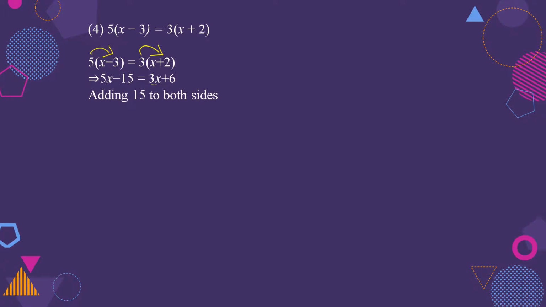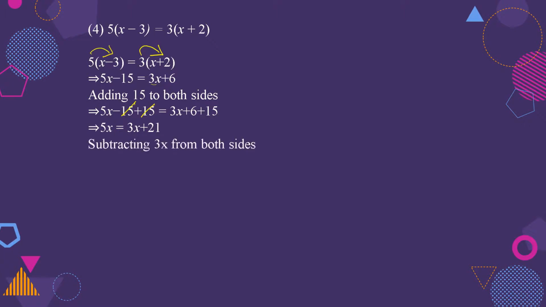Now we'll add 15 on both the sides. So we get 5x minus 15 plus 15 is equal to 3x plus 6 plus 15. On your left hand side, minus 15 and plus 15 will get cancelled, and you'll be left with just 5x. And on your right hand side, 3x will write as it is, and 6 plus 15 will be 21. So we have the equation 5x is equal to 3x plus 21.